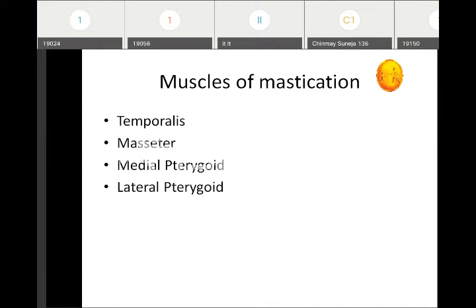Now, briefly about the muscles of mastication, which help in the chewing of food. There are 4 muscles of mastication: temporalis, masseter, medial pterygoid, and lateral pterygoid. So the insertion of these muscles we have already seen on the mandible.